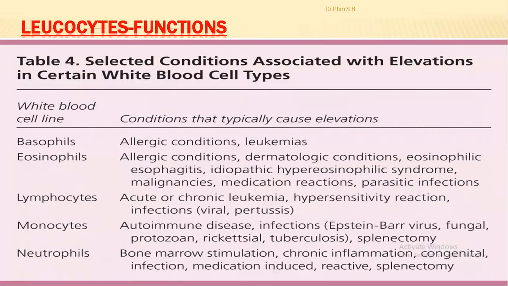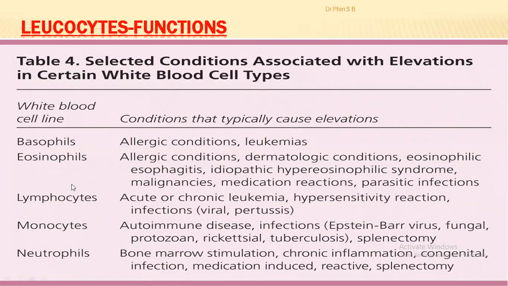This diagram or table is just summarizing certain conditions that are associated with elevation in certain white blood cell types. So there are certain selected conditions that will result in a particular type of white blood cell count to increase in circulation. I remember there was a student who asked a question: if you have a fungal infection, what kind of white blood cell is going to increase in circulation? So there is the day that I'm going to answer that question. So let me just summarize this table.